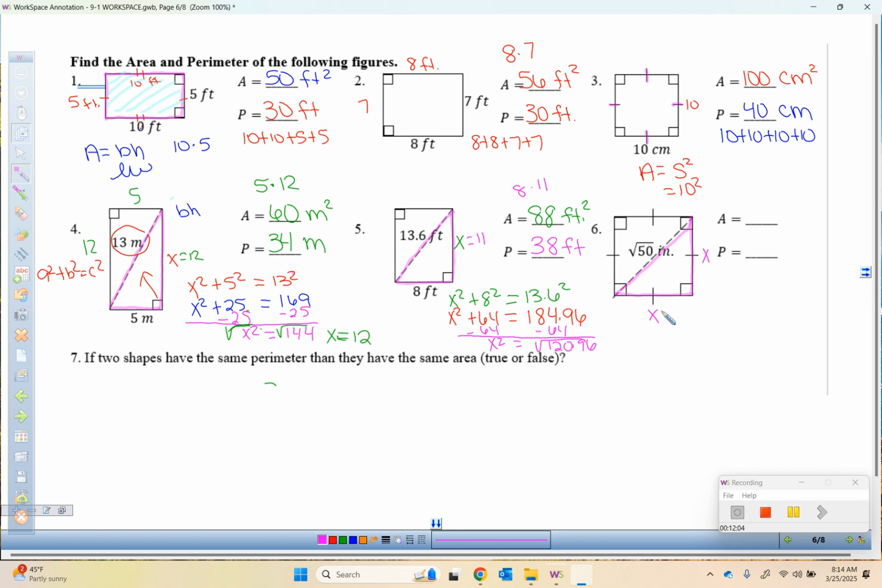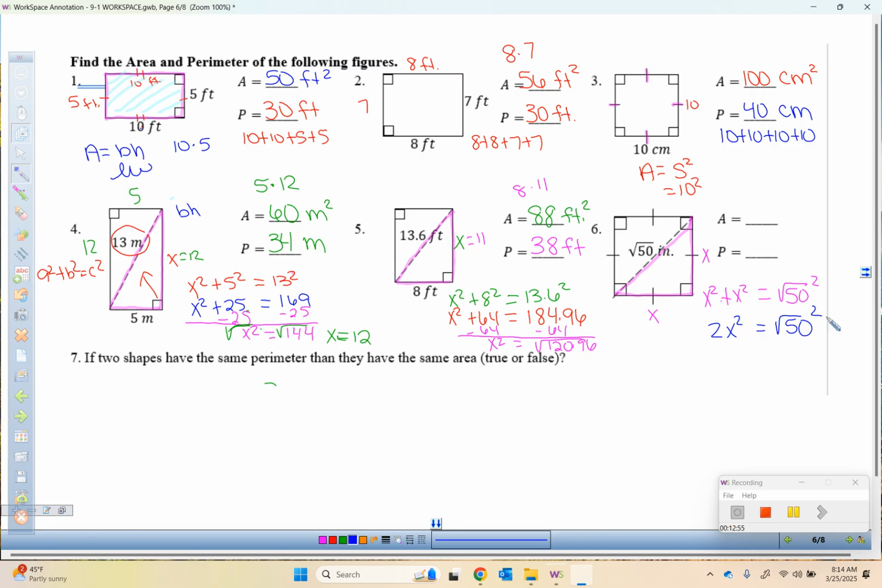So I know that this squared plus this squared, so if I have x squared plus x squared equals, are we on the same page with that? a squared plus b squared equals c squared. So I can combine my x squared, and this is actually 2x squared, because there's 2 of them, 1, 2. So 2x squared equals the square root of 50 squared.